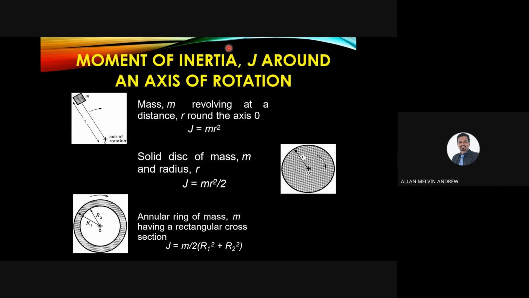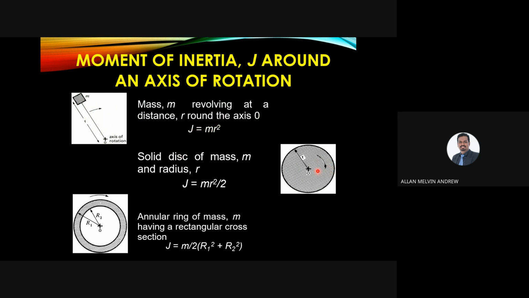Moment of inertia is a bit special for us to calculate. We always call it J, around the axis of rotation. So we want to see where the axis of rotation is and the shape of the body. Case one: if the mass is a distance r from the axis of rotation, we use this formula, J equals mr squared.